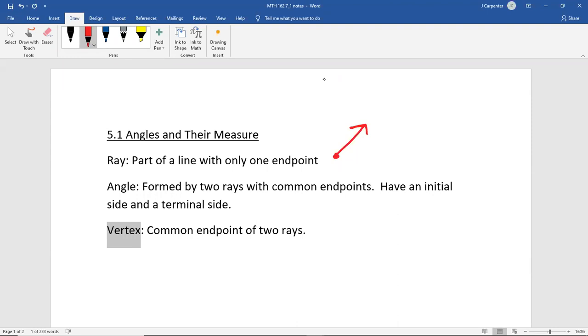So if we have something that looks like this, and let me draw them in different colors. We'll do red on the left, we'll do blue on the right, and they're meeting at the same endpoint. So the point at which they meet is called the vertex. The initial and terminal sides can be up to you, but traditionally in trigonometry, we would say that the blue one in this instance is the initial side, and the red one would be the terminal side.